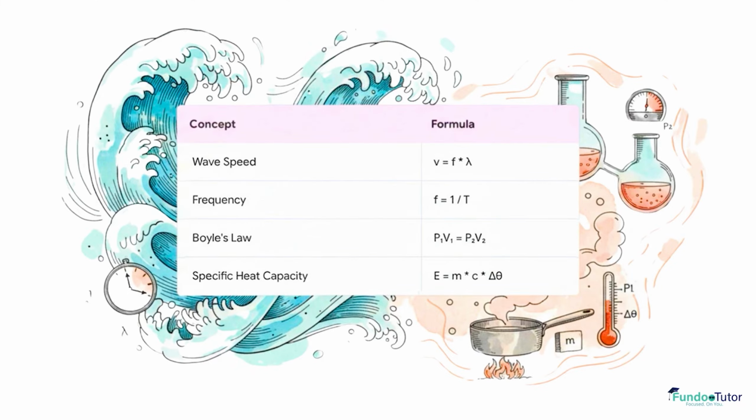And to calculate heat energy, we use E equals mc delta theta, where C is the specific heat capacity and delta theta is just a fancy way of saying the change in temperature.